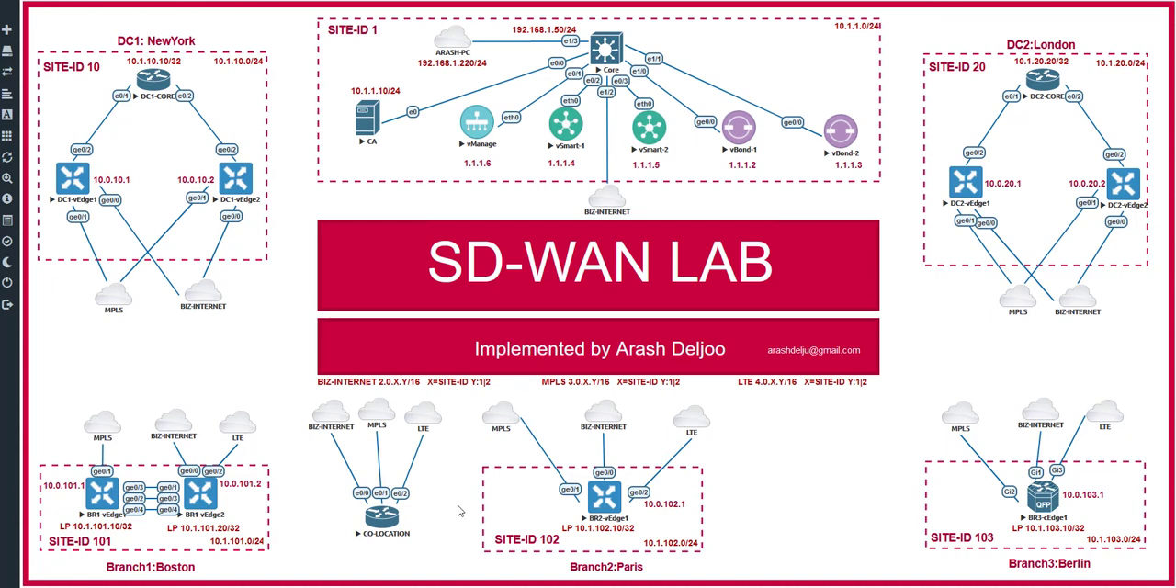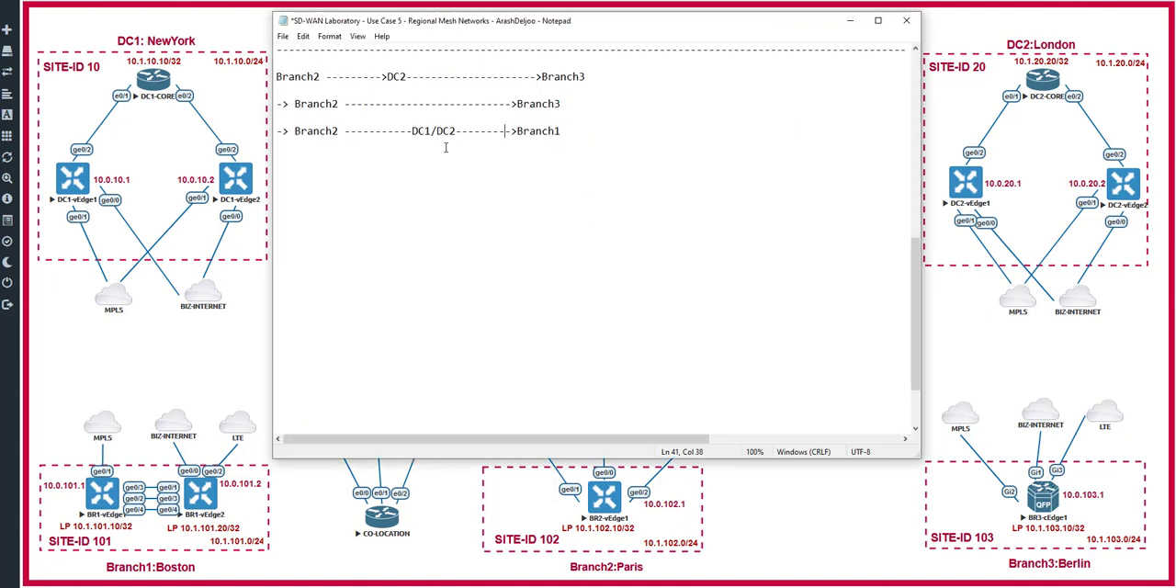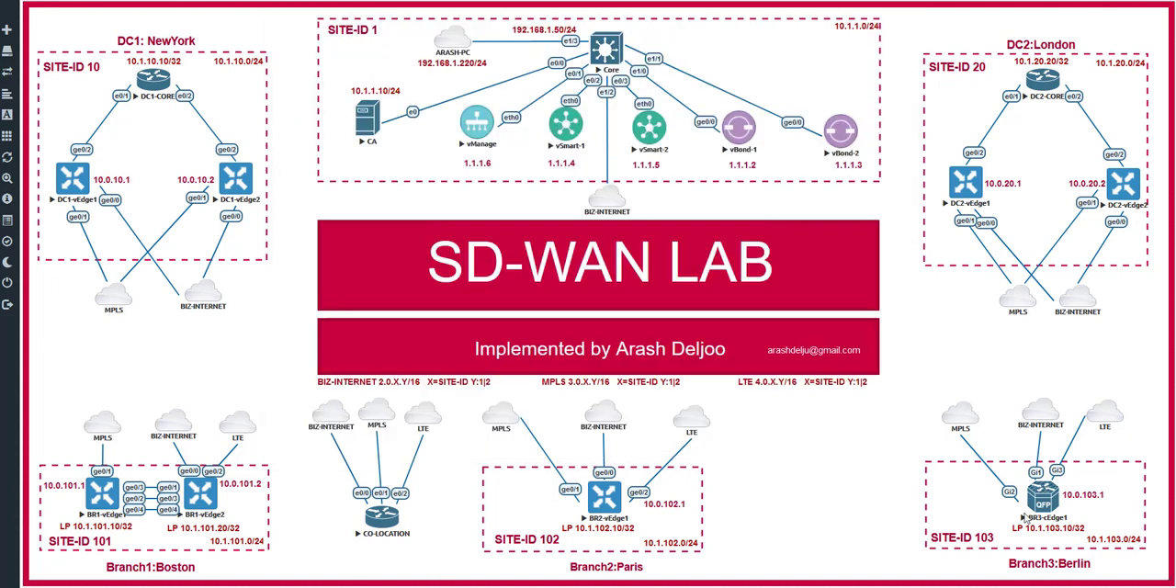Actually, we will learn about the regional mesh network. In this scenario, we have only 2 branches residing in one region, branch 2 and branch 3. But it is possible that we have, for example, 3 or 4 branches. Between all of them, we should have direct IPsec sessions. But between branches in different regions, we don't want to implement direct BFD or IPsec sessions.